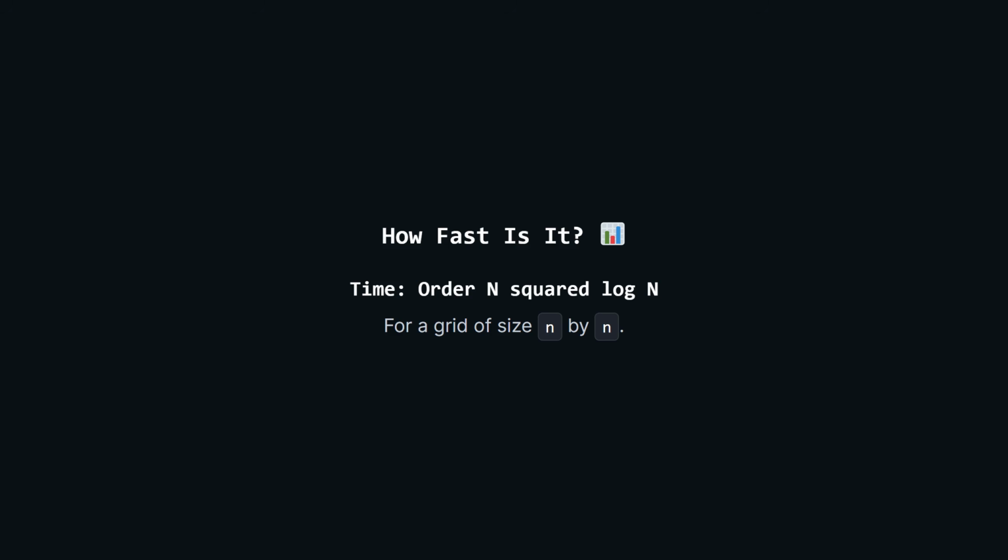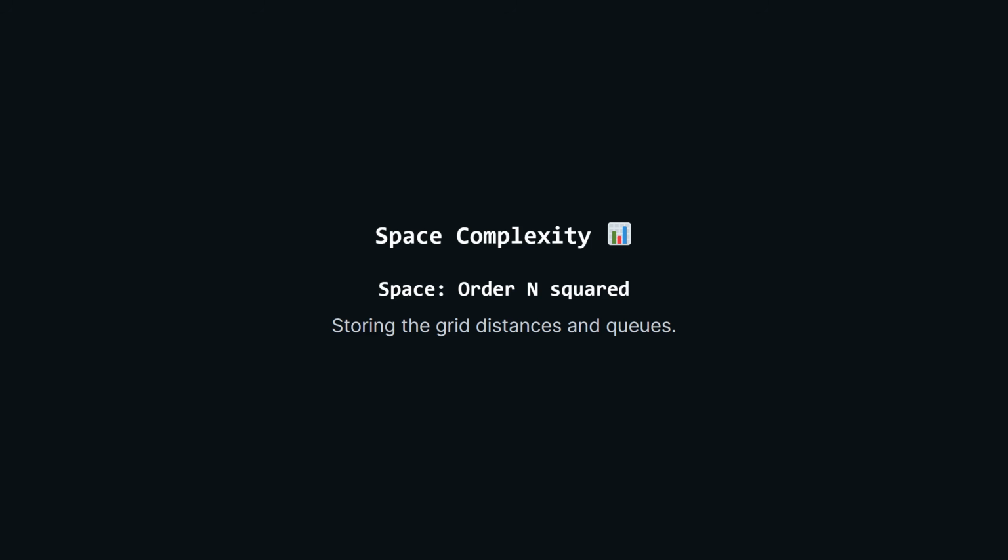Looking at the performance, both approaches actually have the same time complexity. It takes order n squared log n time, where n is the length of one side of the grid. The space complexity is order n squared because we need to store information for every single cell in our queues, and to track if we've visited them.